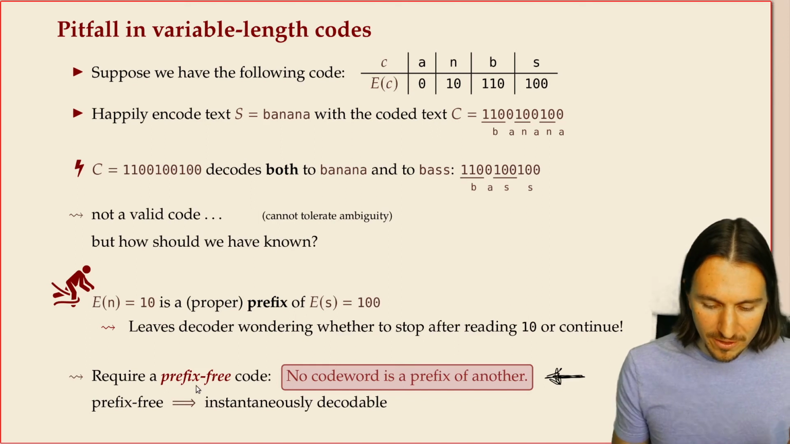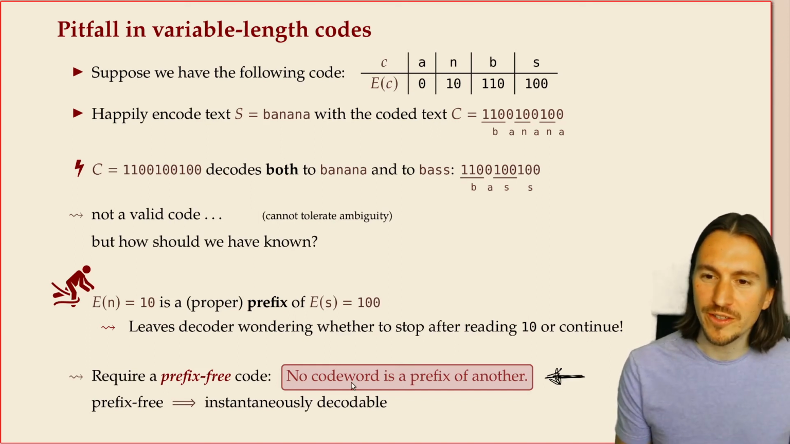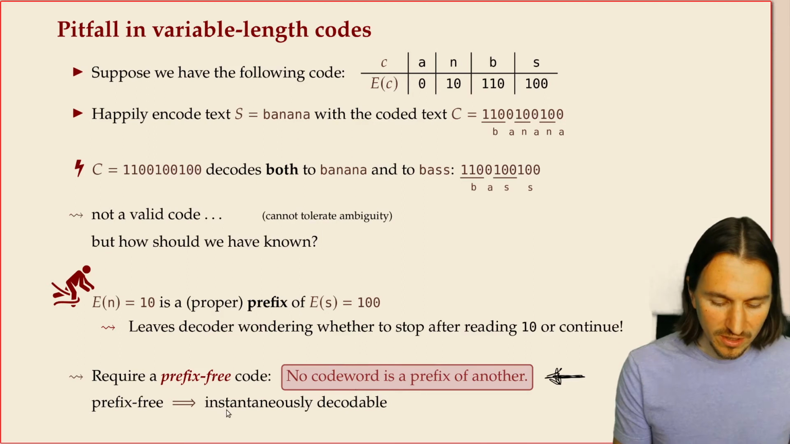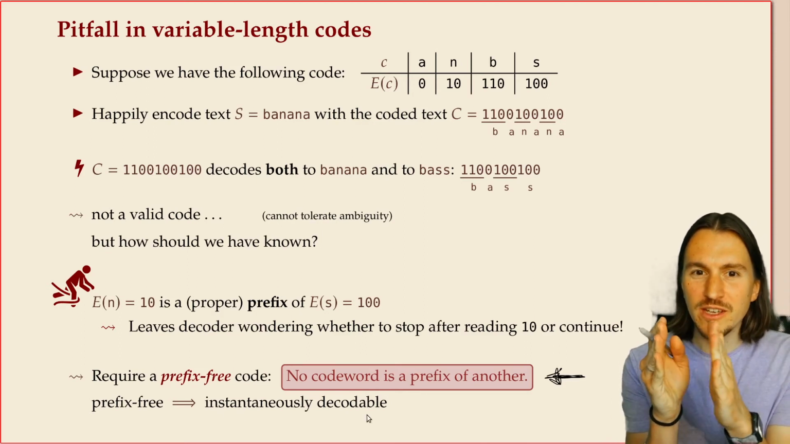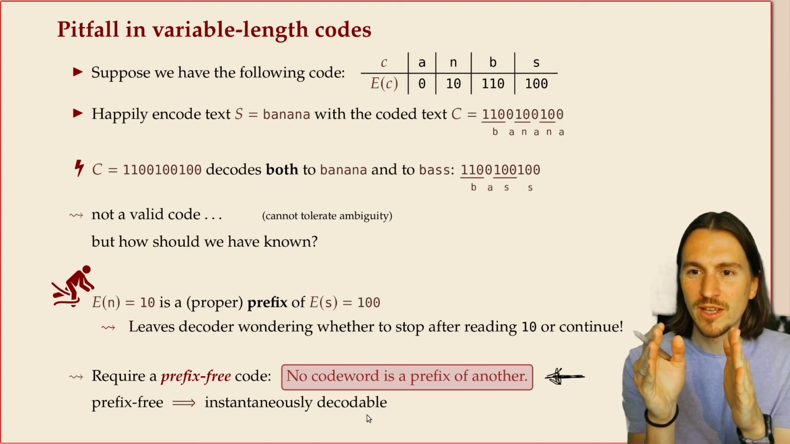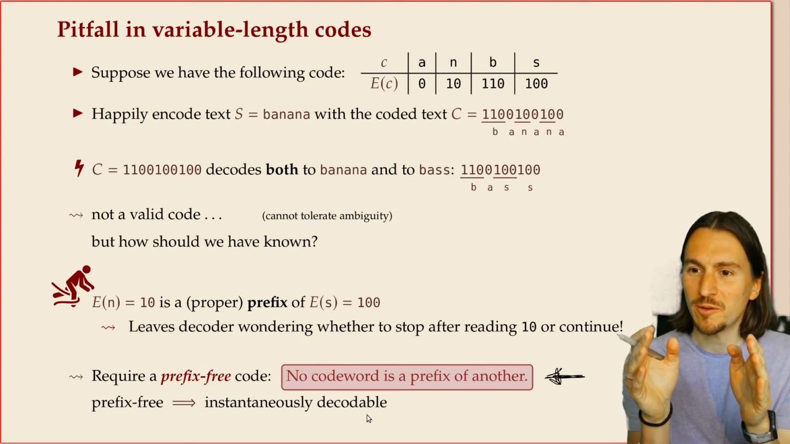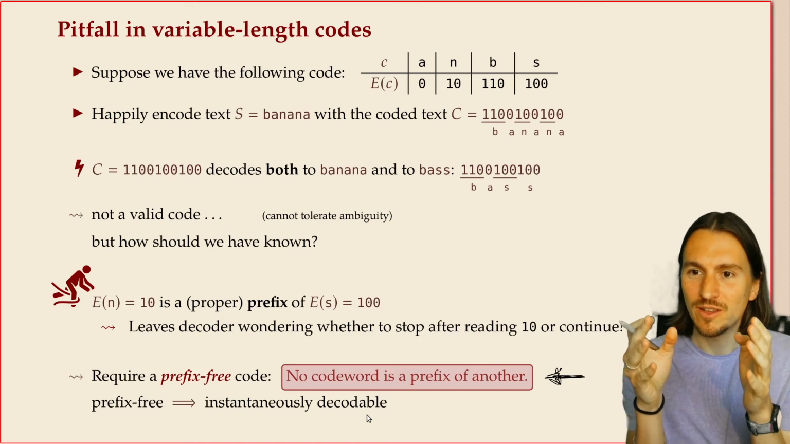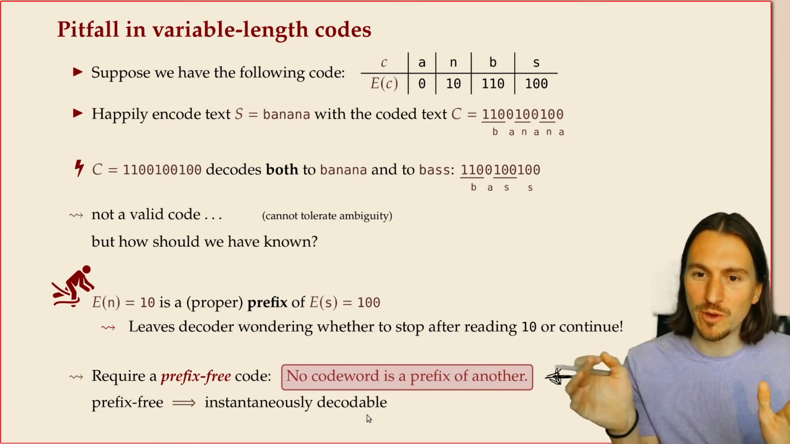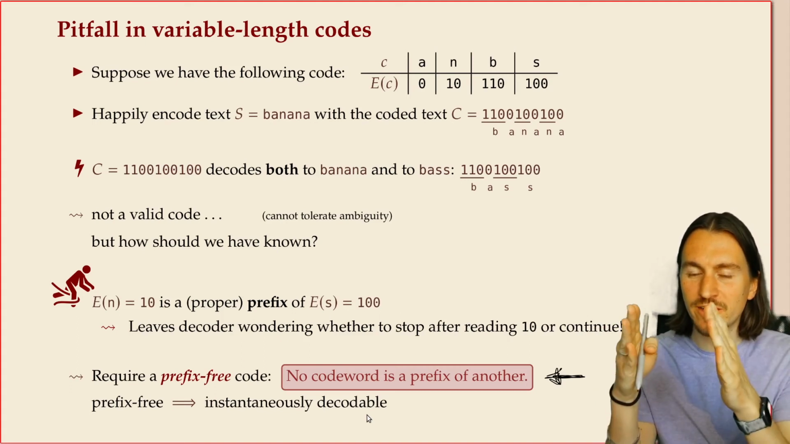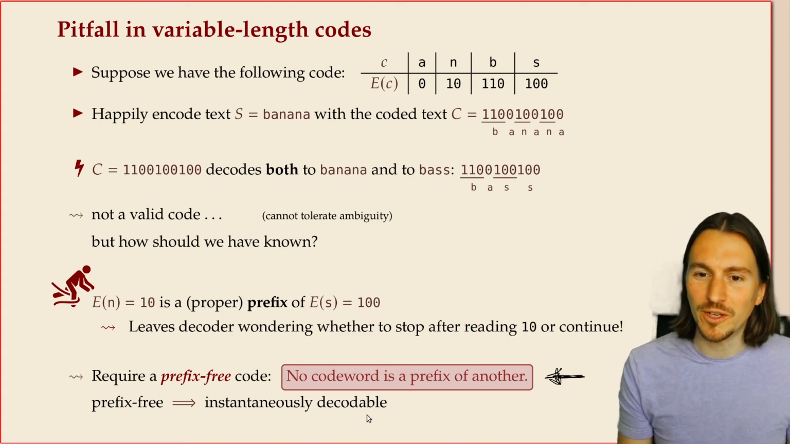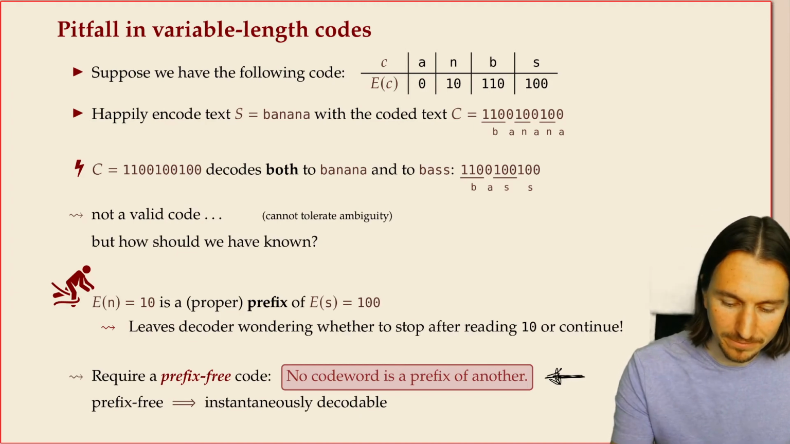So we require the code to be prefix free. No code word is a prefix of another one. And that means we can always instantaneously decode it. If we see in the coded text a code word, and that matches the code word of one character, we know that it has to be the code word for this character, and there's no other chance. So we can parse that, take that as the first character, and continue. So it's a greedy decoding. And that's what we like. That guarantees the unambiguous decoding.